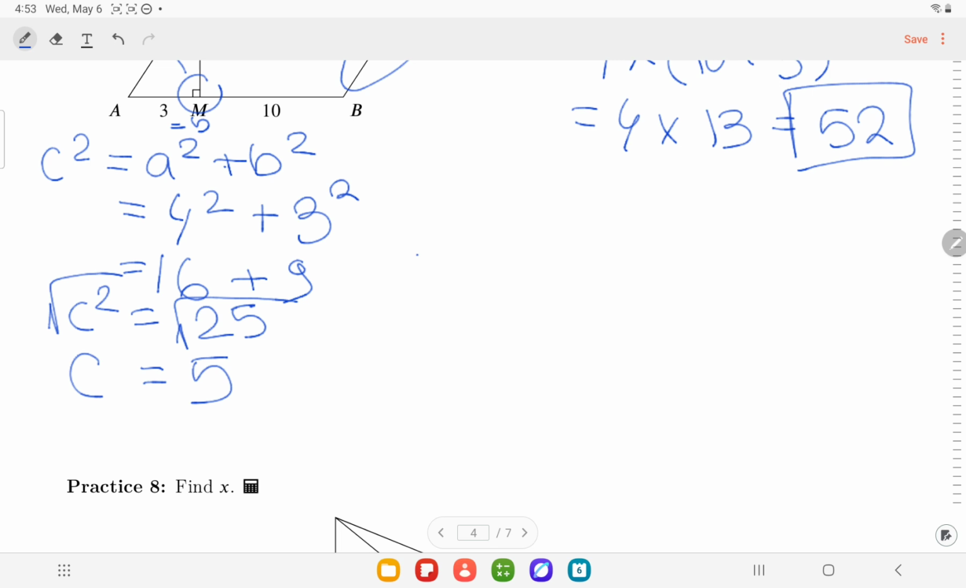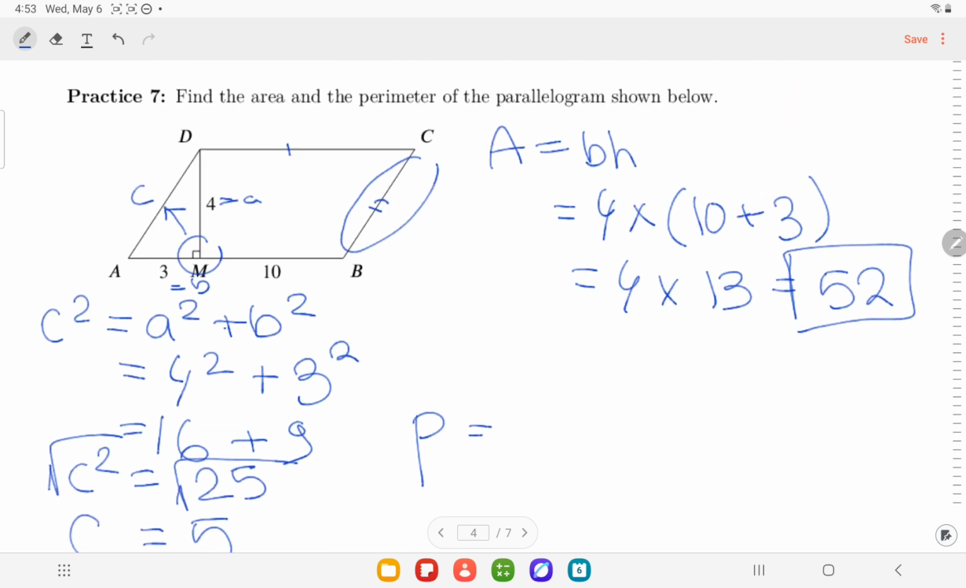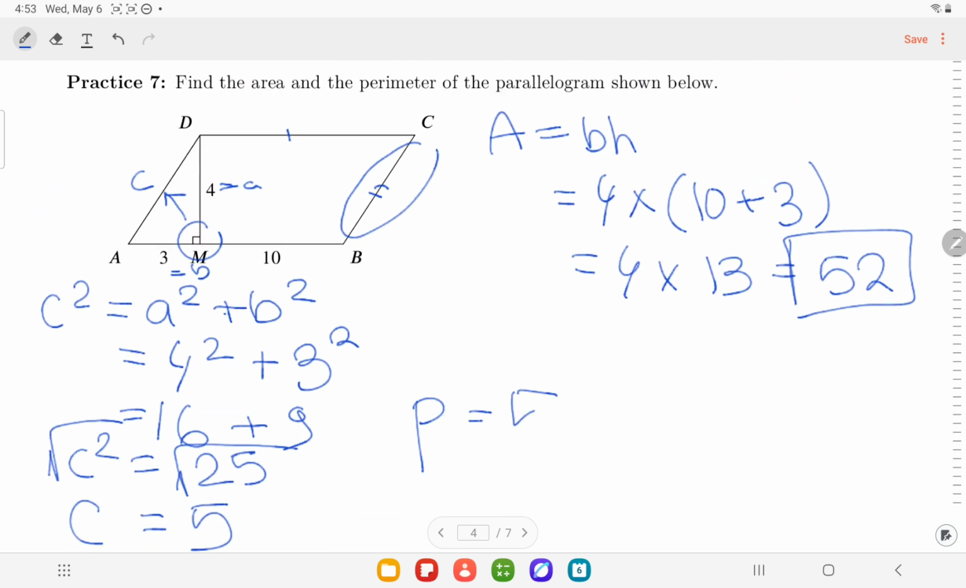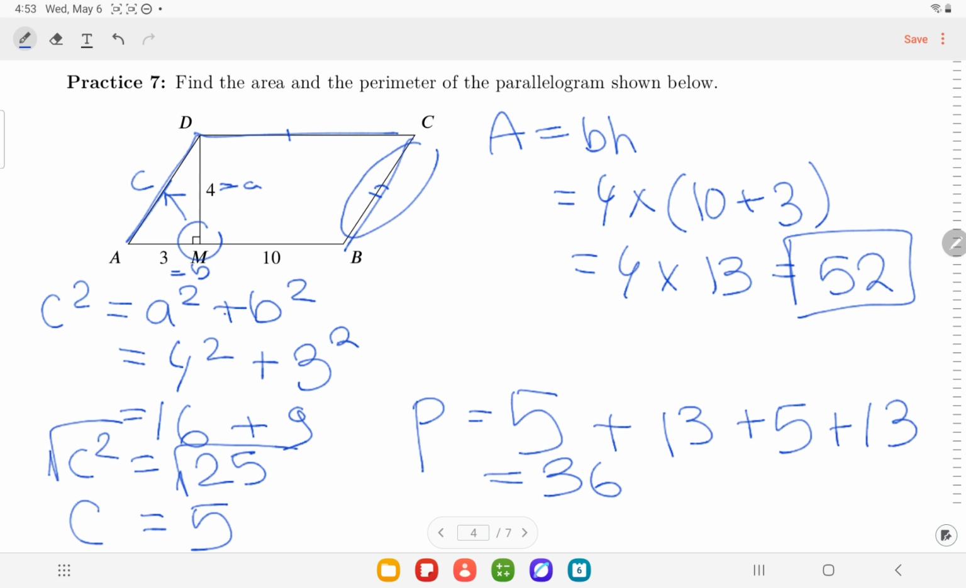So now to find the perimeter, we're just going to add 5, which is this length, plus 13, which is that length, plus 5 again, and 13 again. And this gives us 36 as our perimeter.